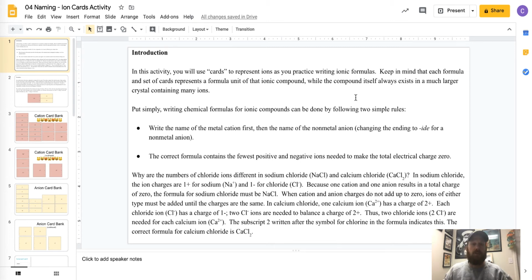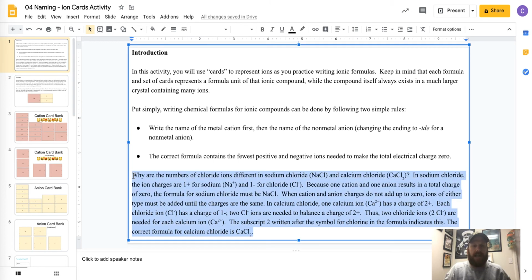We learned that to write the name of an ionic compound, you take the name of the metal and the name of the nonmetal and change the ending to -ide. To write the formulas, we have to balance out the positive and negative charges because the ionic substance overall is neutral. For example, why is the formula for sodium chloride NaCl but calcium chloride CaCl2?